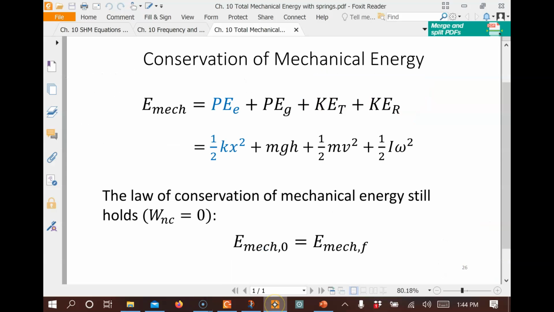Now let's quickly go back and look. The mechanical energy we've defined as the sum of all the potential plus all the kinetic energy. Initially we just had gravitational potential energy and translational kinetic energy. We saw that you can add rotational kinetic energy. Now we're going to add elastic potential energy, the potential energy stored in a spring when it is stretched or compressed. In this problem, we have no rotation, so you can ignore the rotational kinetic energy, and the problem is not involving height. It's only horizontal, so we can ignore the gravitational potential energy.